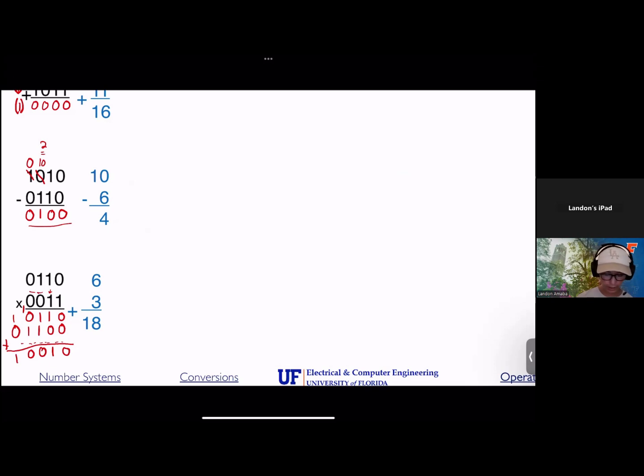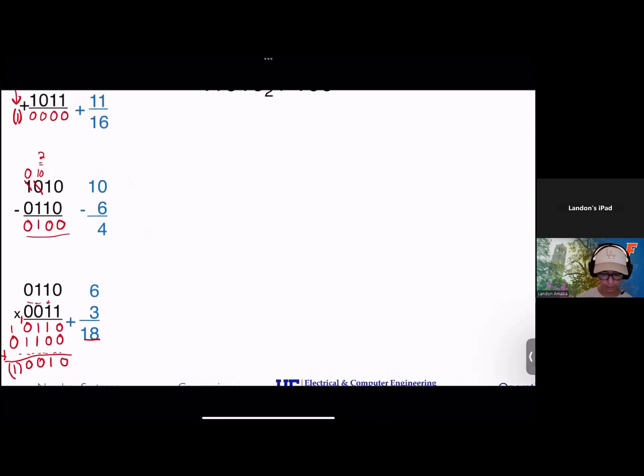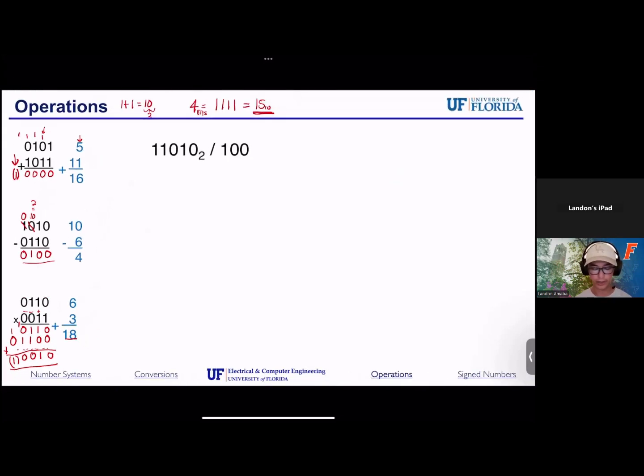So you can see we run into this same issue where our answer is 18, but remember we can only express up to 15 in 4 digits. So if we want to write 18, we need to actually use 5 bits. If you work through the math, this 10010 does convert back to 18.